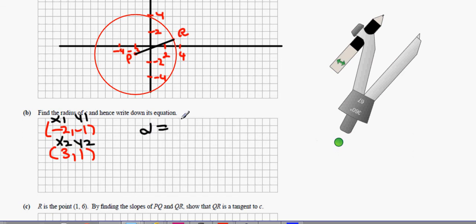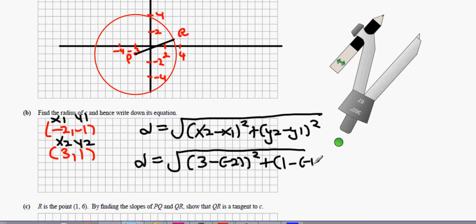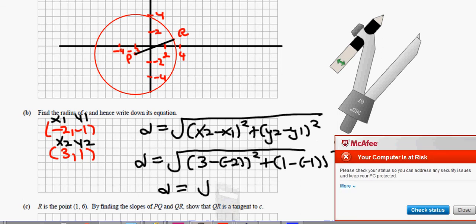So the distance formula is equal to the square root of x2 minus x1 squared plus y2 minus y1 squared. And so what we get this time around is going to be 3 minus minus 2 squared plus y2 minus y1 squared is going to be 1 minus minus 1 squared. Distance therefore is going to be, you can put all of this into your calculator if you would like.